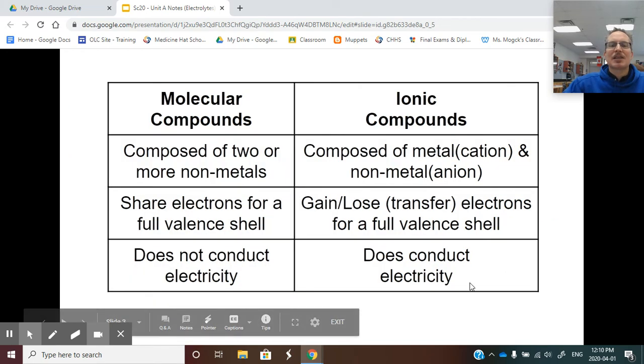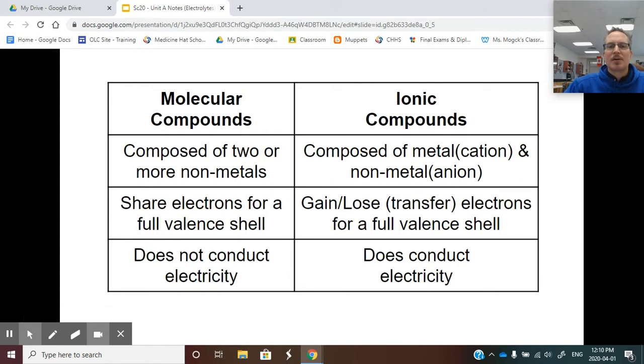So if I take a look at some of the properties of molecular compounds again, molecular compounds are composed of two nonmetals or more, of course. So something like sugar would have three. Molecular compounds share electrons, right? This is where we put them together and the valence levels are sharing to get to that full bus.